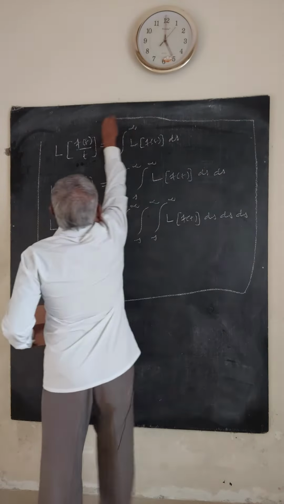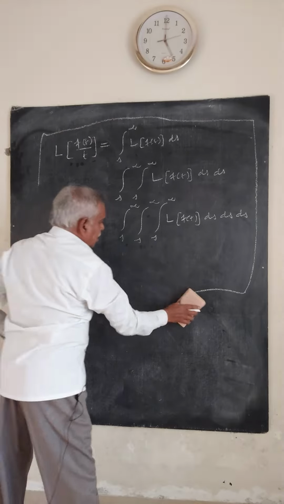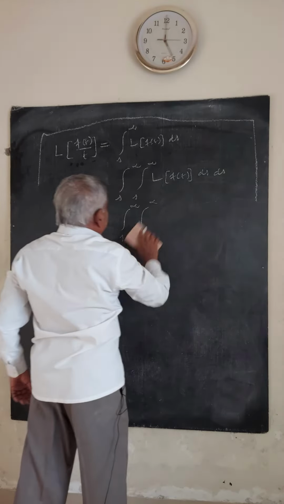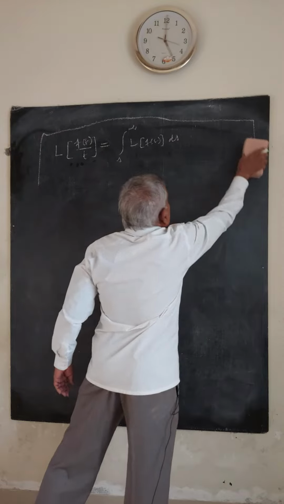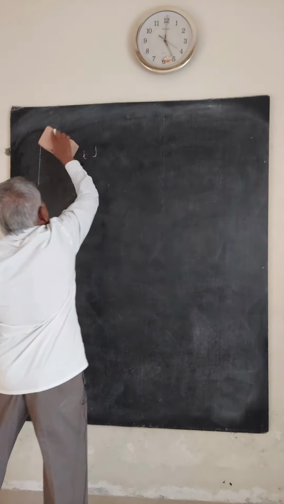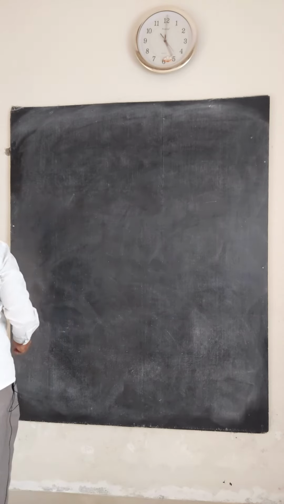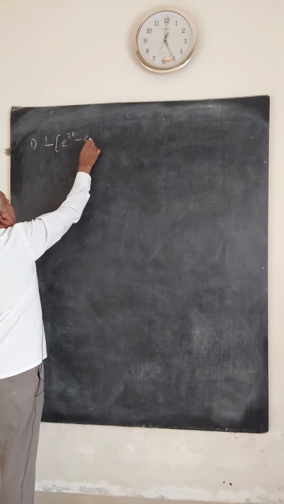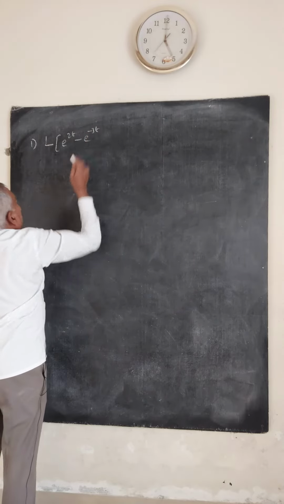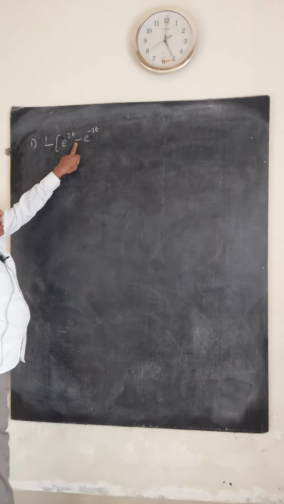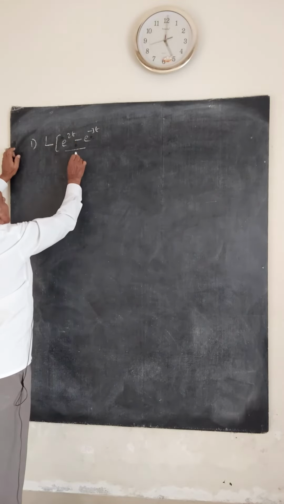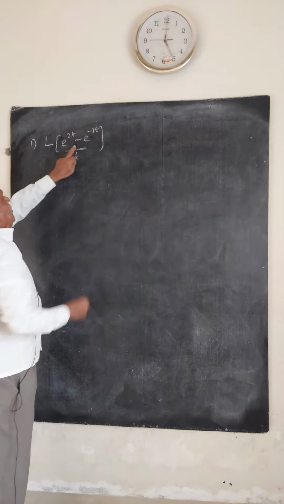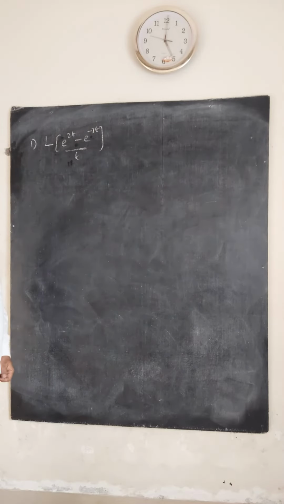By t sums. Let us see the main sums to use the formula. First sum, L of e power 2t minus e power minus 3t by t. Whatever the power, negative or positive, the exponent must be negative. If you put positive, we can't reach the result. That is absurd.